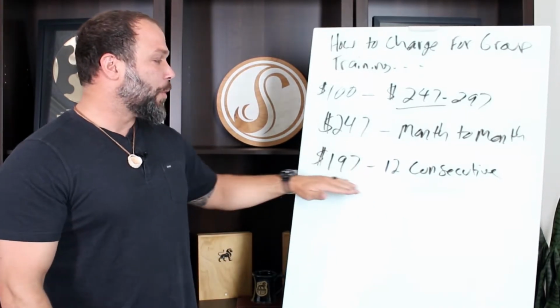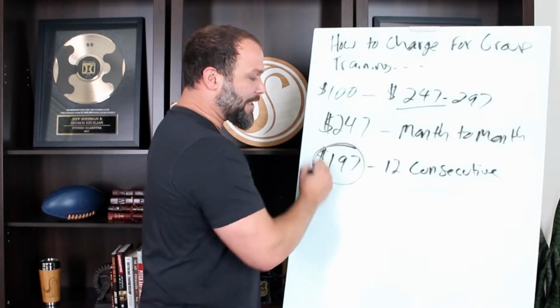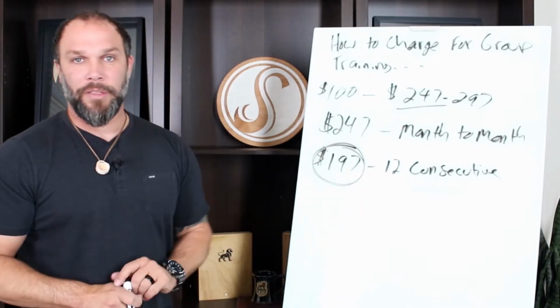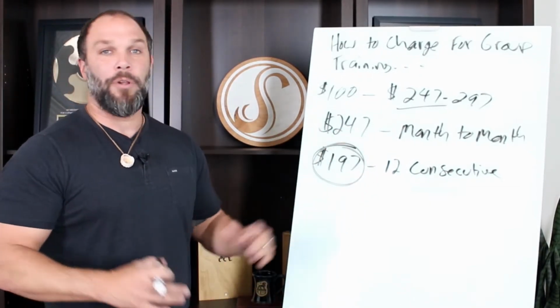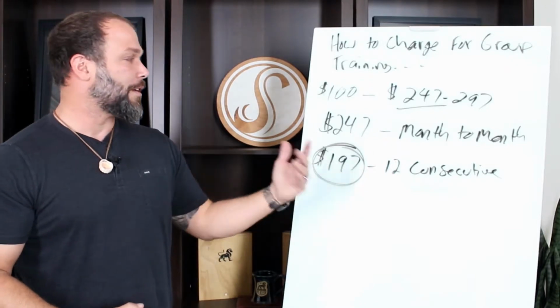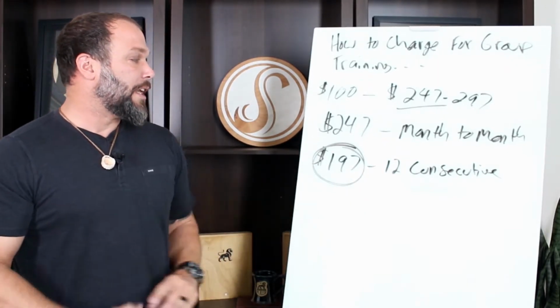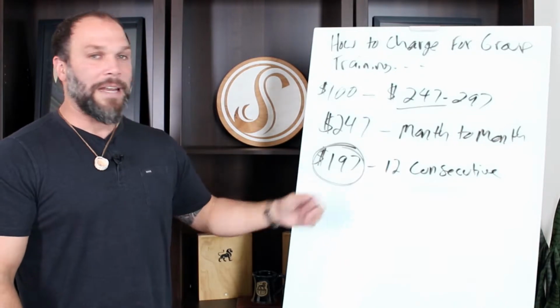So the obvious choice, everybody, 9 out of 10 people, unless they just know that they're only going to be here for a month, they don't want to deal with it anymore, and they tell you up front, I'm only here for a month and then I'm going back home or I'm moving or something like that. The obvious choice is the 12 consecutive months at the $197.